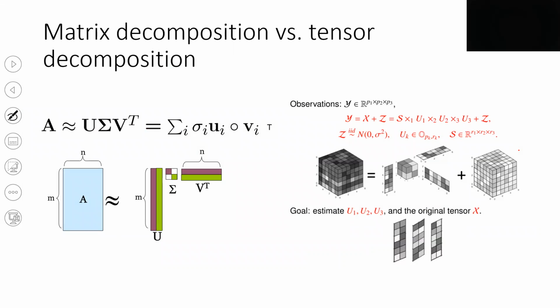Okay, so here I put SVD and the tensor decomposition side by side. At your left is SVD. Here we use just two components to approximate the original data matrix.